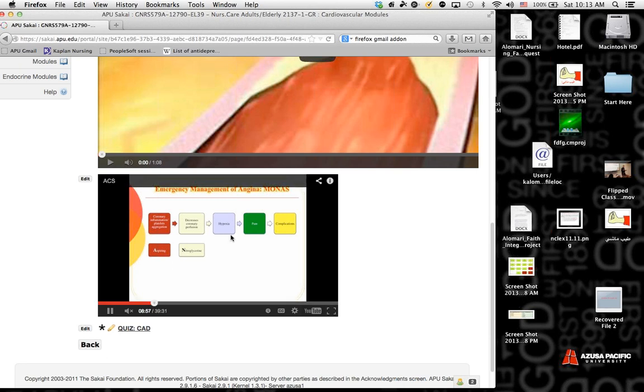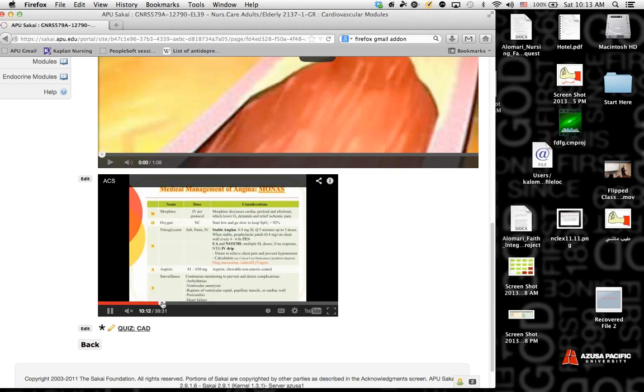Hypoxia, you need to know oxygen: how you decide on oxygen and how much oxygen you give. Always look at respiratory status and SpO2. Pain, we give morphine. Why morphine, what are the benefits of morphine, when would you hold morphine, what you would look for after you give morphine, and what kind of complications you have to keep an eye on. I have all that in this table.